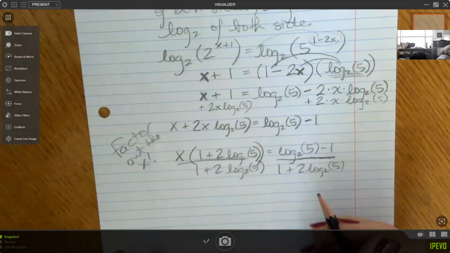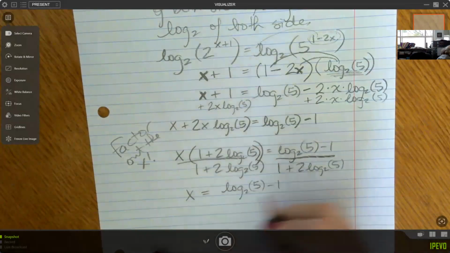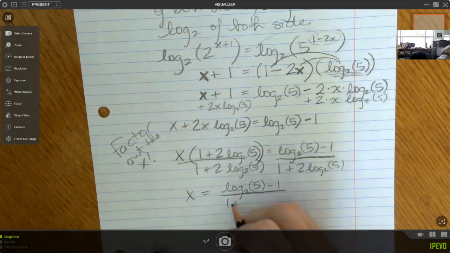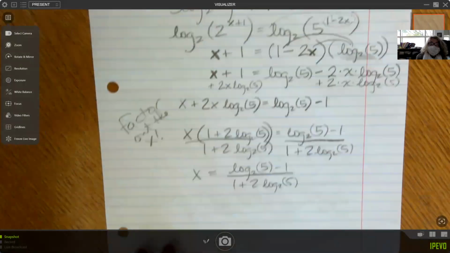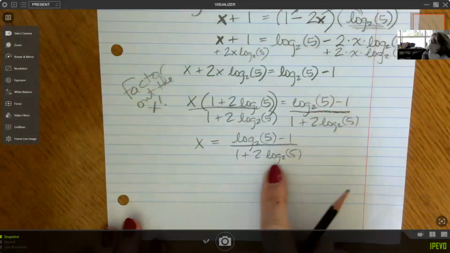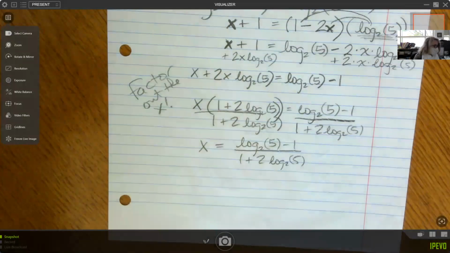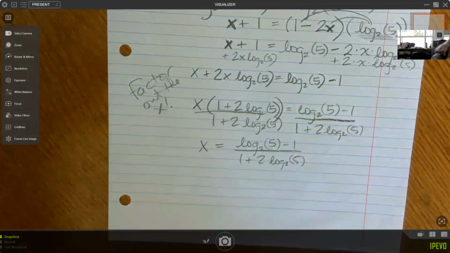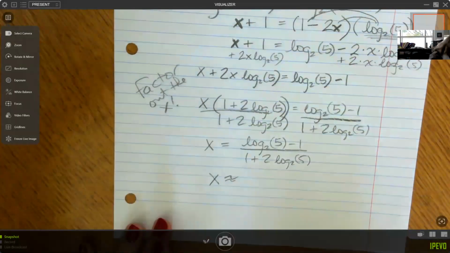So the exact way to write my answer is log base 2 of 5 minus 1 over 1 plus 2 times log base 2 of 5. And you're correct, people are saying we can rewrite this as log base 2 of 25. Yeah, you could write this in different ways, but at this point, we're just going to go ahead and put this in our calculator to find out what it approximately equals.